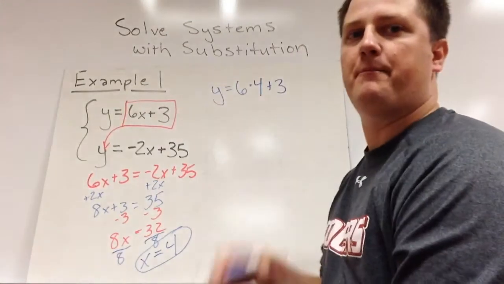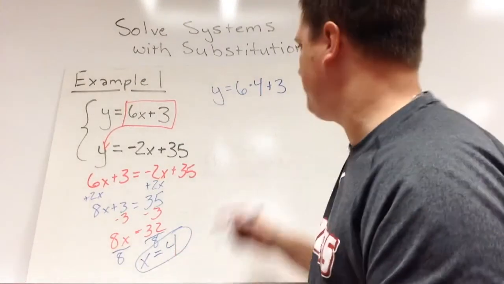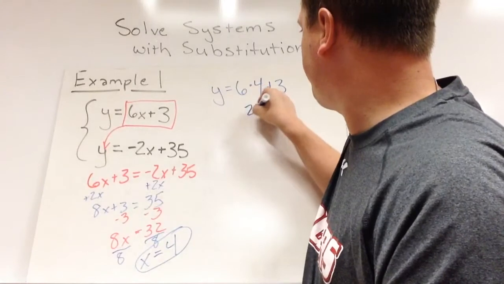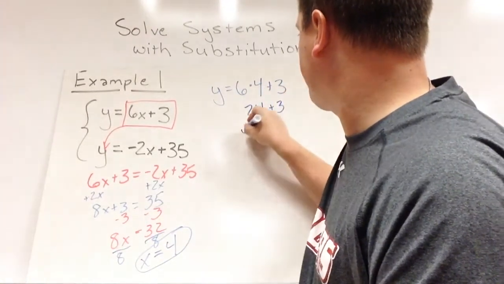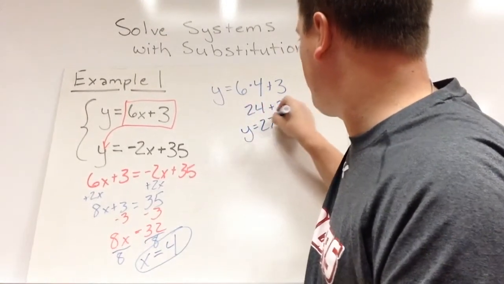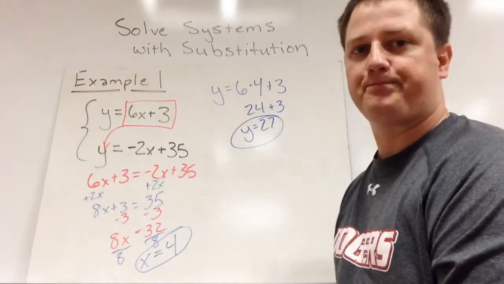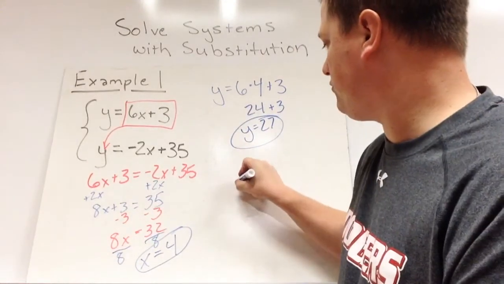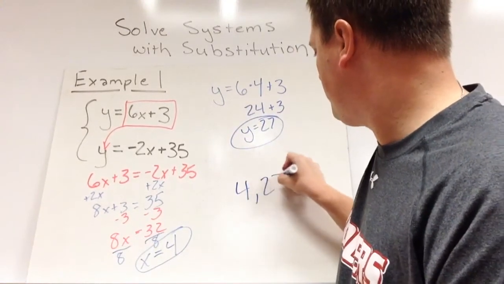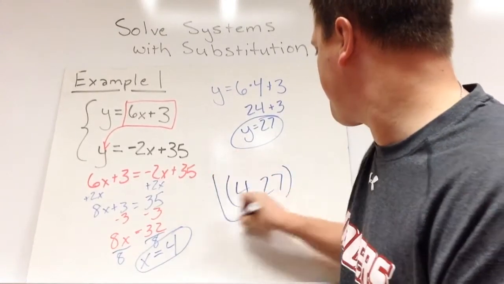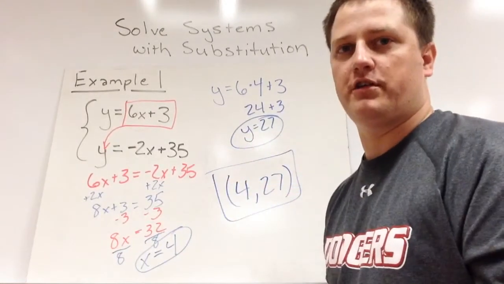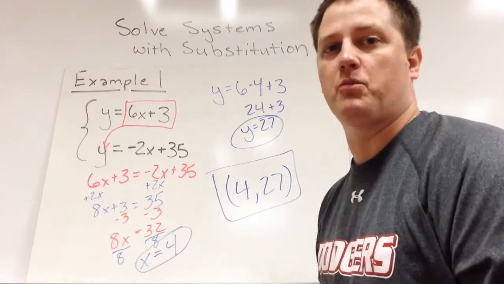So now we have this problem. We're just going to do our regular math to it. 6 times 4 is 24, plus 3. Y looks to be 27 there. So what we have for a solution is 4, 27. And there's our solution to the system. Okay, let's try two more examples.